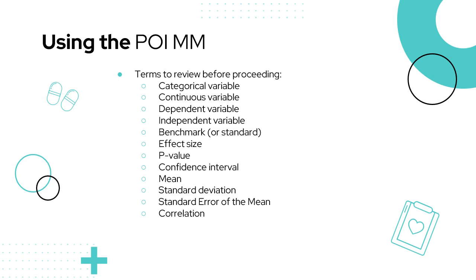Next, we have standard error of the mean. So it's a measure of spread of sample means from repeated samples of the population. And then last up, we have correlation. So correlation is basically just the relationship that two variables may have together. It can be positive, where if one variable increases, the other one increases as well, or it can be negative, where if one variable increases, the other one decreases.